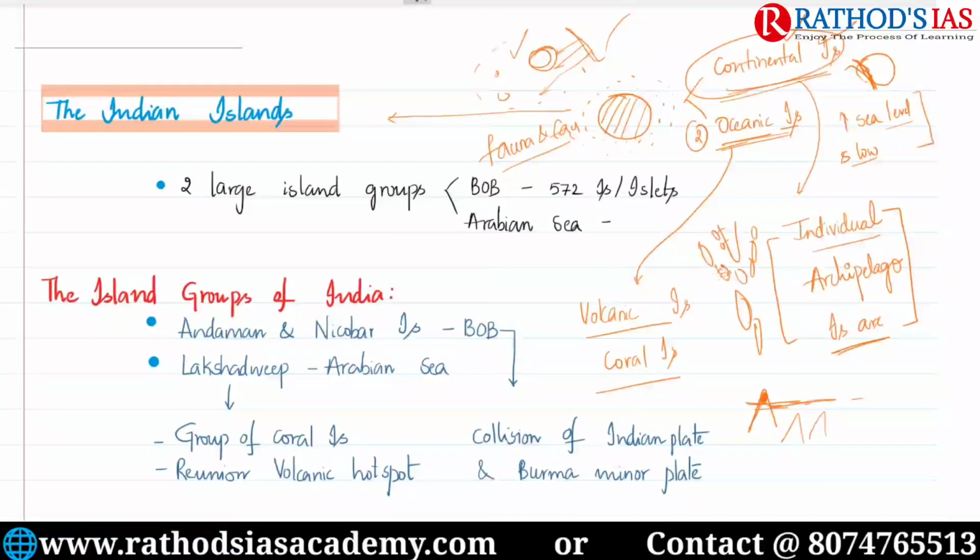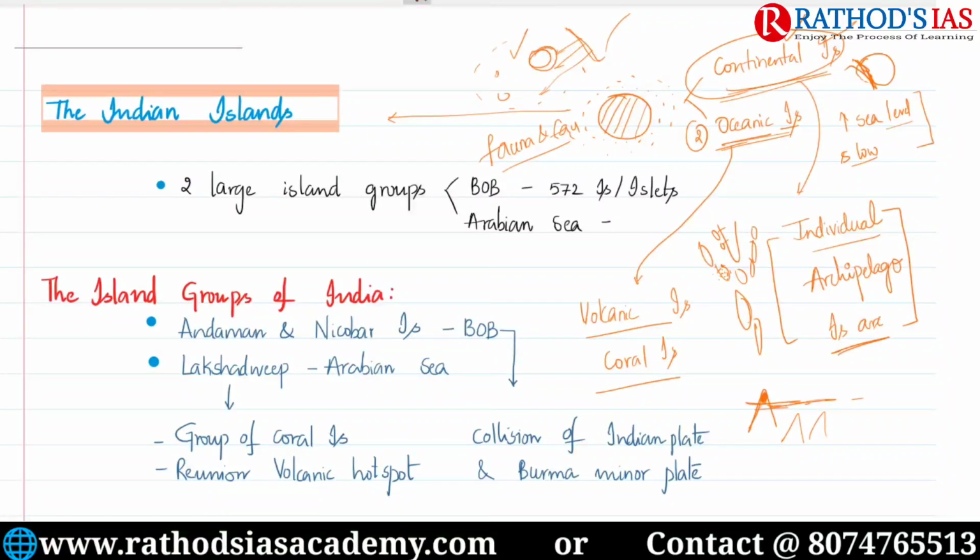Now you have to see the different island groups of India. So this is the main part of the lecture. Here we have to see the different island groups of India. In India we have oceanic islands as well as continental islands. We are going to see both, and one homework for you is to take the map of India and mark important islands.